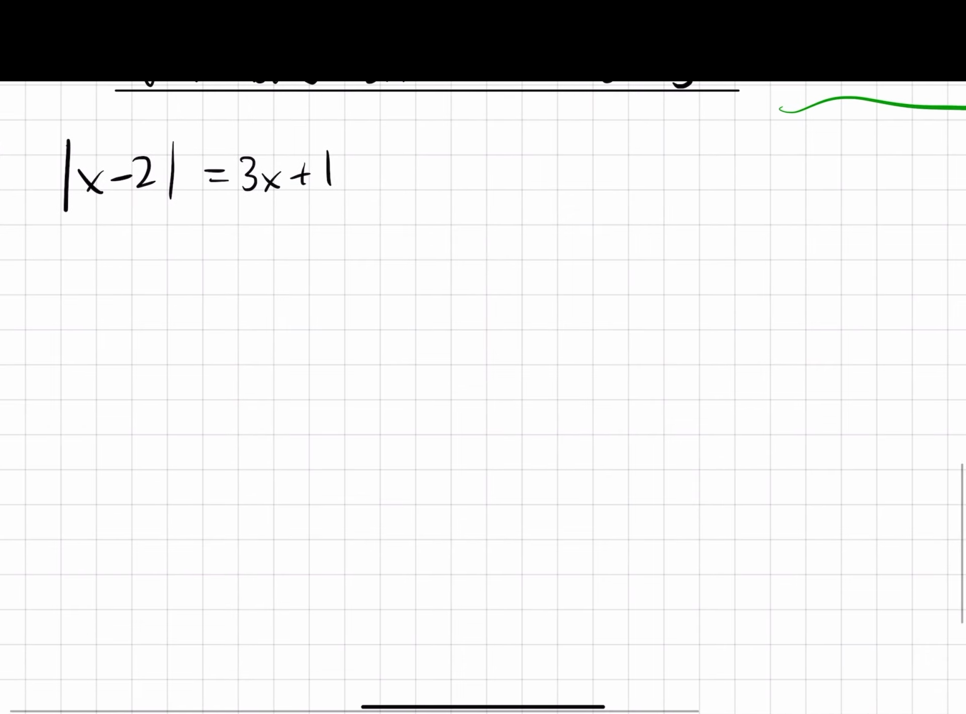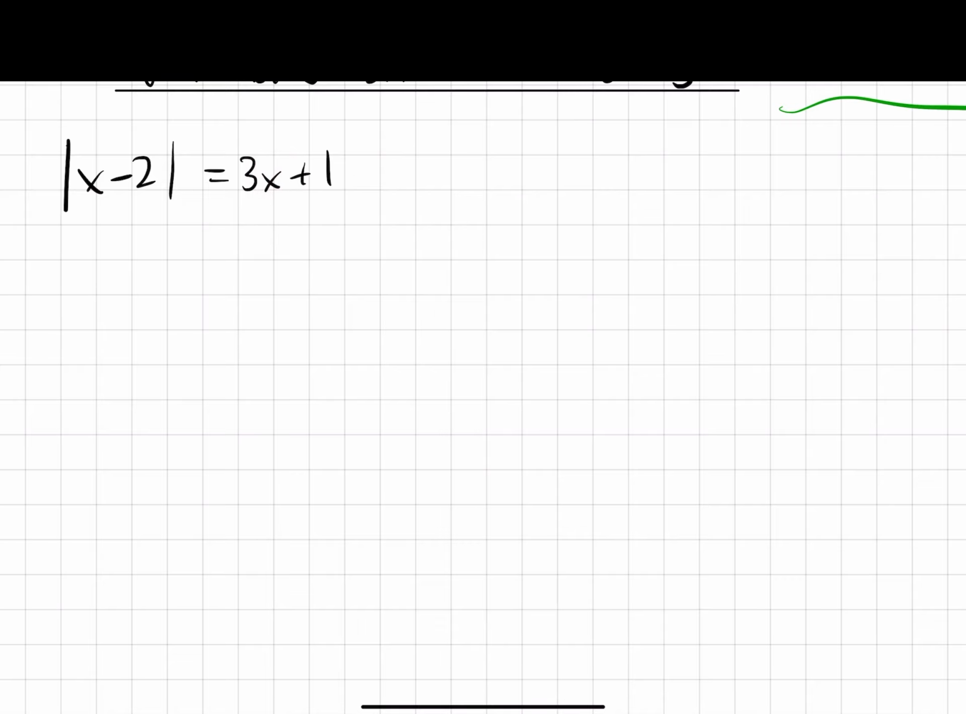So it's already isolated. Step 1 is done for us. Step 2, check if it's possible. Well, multiply this by 1, and 3 times 1 plus 1 is a positive. So yes, it is possible sometimes.